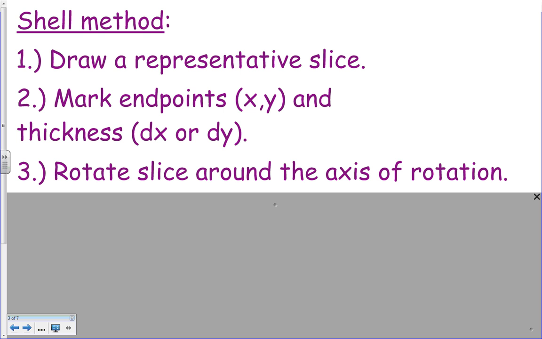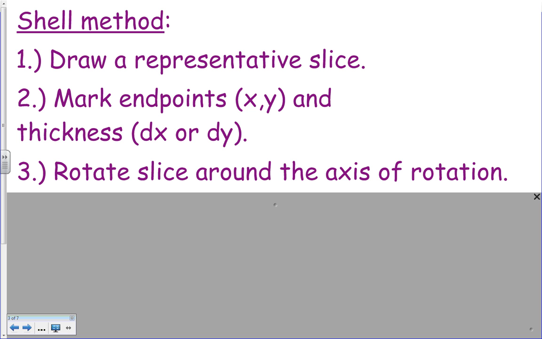And then we're going to rotate the slice around the axis of rotation. And we're going to actually try to sketch what that looks like. Do your best to sketch that. It'll help you in the process if you sketch this out every time. So rotate that slice around your axis of rotation.